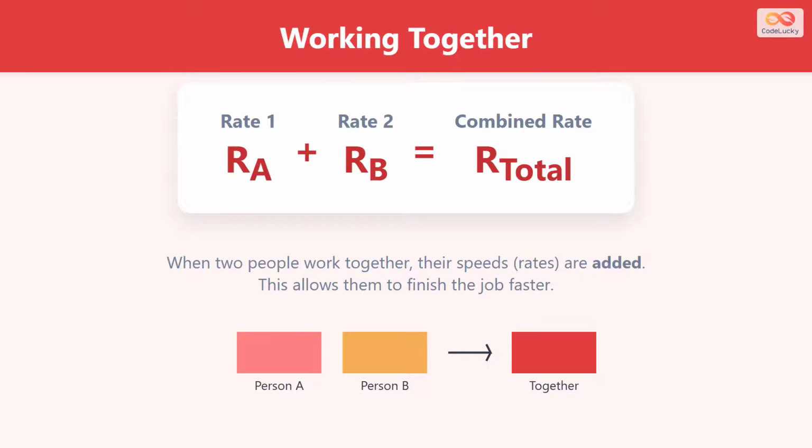Now, what happens when two people work together? Logic tells us they will finish faster. Mathematically, we add their speeds. We add rate A plus rate B to get a total rate. We do not add the times together, we must add the rates.